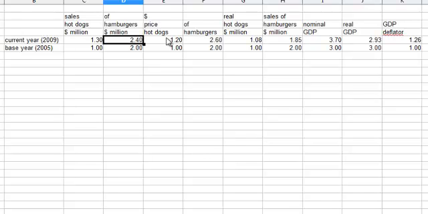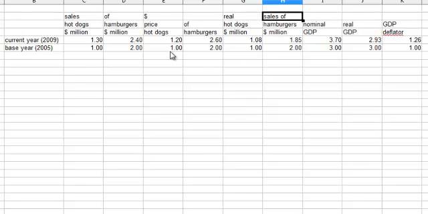So let's first track the prices. These will be given. The price of hot dogs was $1 a hot dog in 2005, $1.20 in 2009, and the price of hamburgers was $2 in 2005 and $2.60 in 2009. And now we can calculate the real sales. That's our next step, to calculate the real sales of hot dogs and hamburgers.